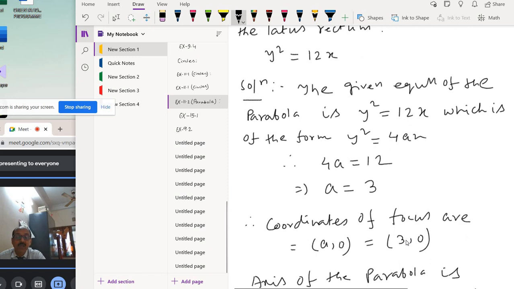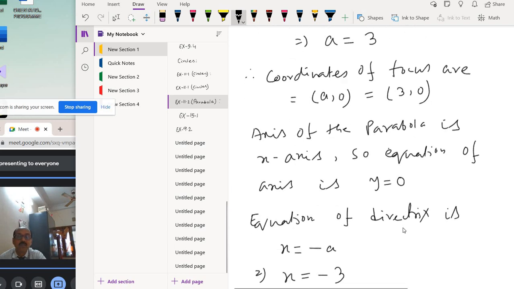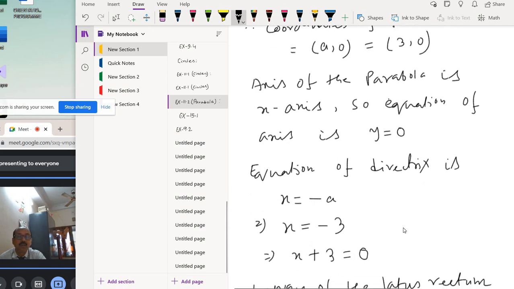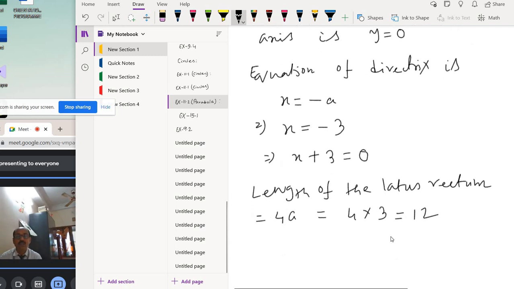First we have to compare. Comparing the parabola equation with y square equal to 4ax, we get a equal to 3. So focus is (3, 0). The axis is the x-axis, so the equation is y equal to 0. Then the equation of the directrix, x equal to minus a, that means x plus a equal to 0, so x plus 3 equal to 0, and the length of the latus rectum is 4 into 3, 12.